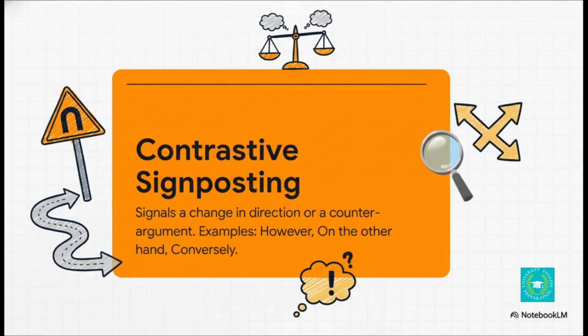Next up, we have contrastive signs. And these are a big one. This is your U-turn ahead signal. These words are really the engine of critical thinking. When you use a word like however, you're telling your reader, hold on, I'm not just giving you one side of the story. You're showing that you're engaging with a counter-argument, which, by the way, makes your own position so much stronger.